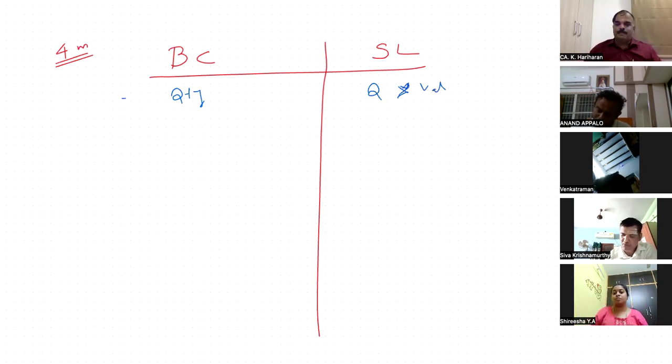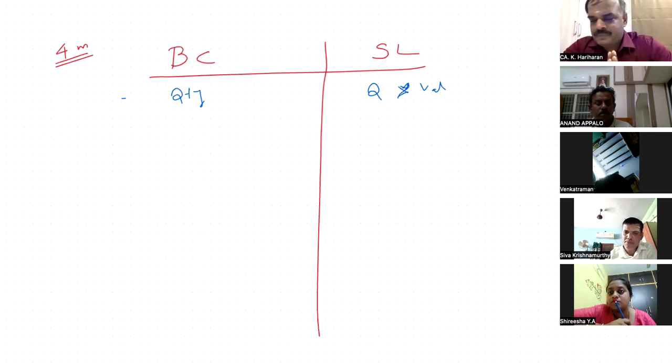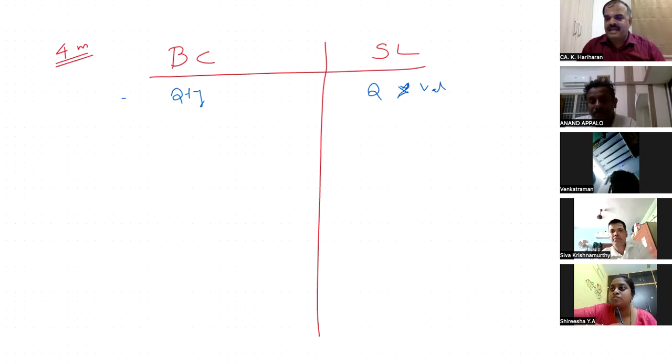Before we proceed with the difference between the bin card and stores ledger, you know what is called the stores ledger? You know a ledger. It has a particulars column, date column, amount column. Quantity, rate, amount will all be there in the ledger. Am I right or not? Clear?